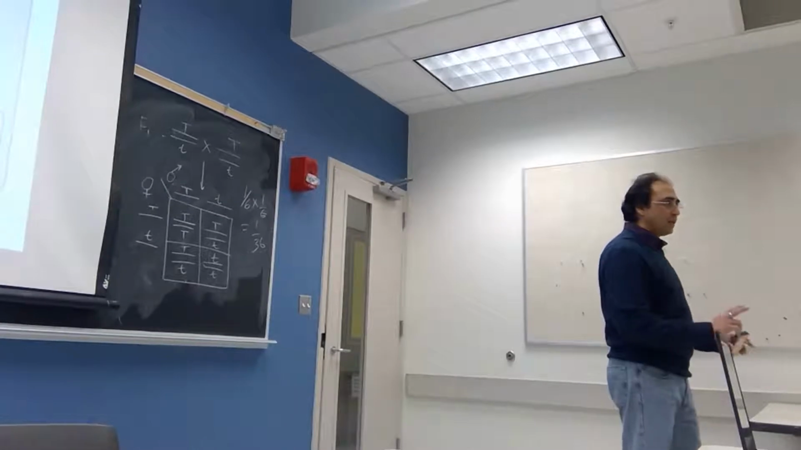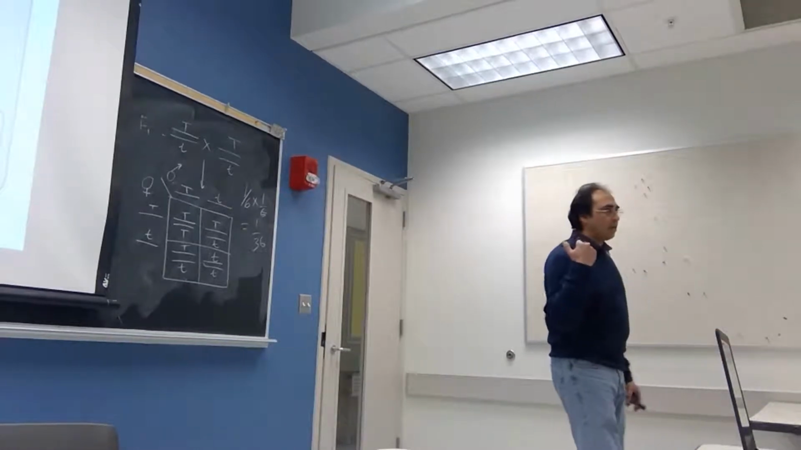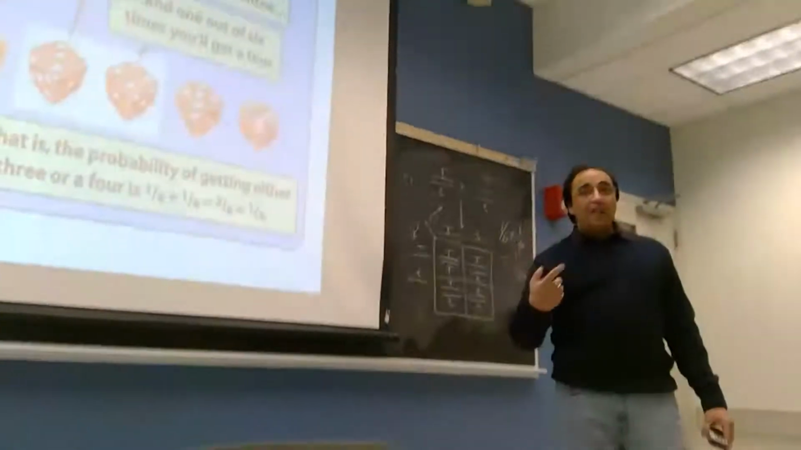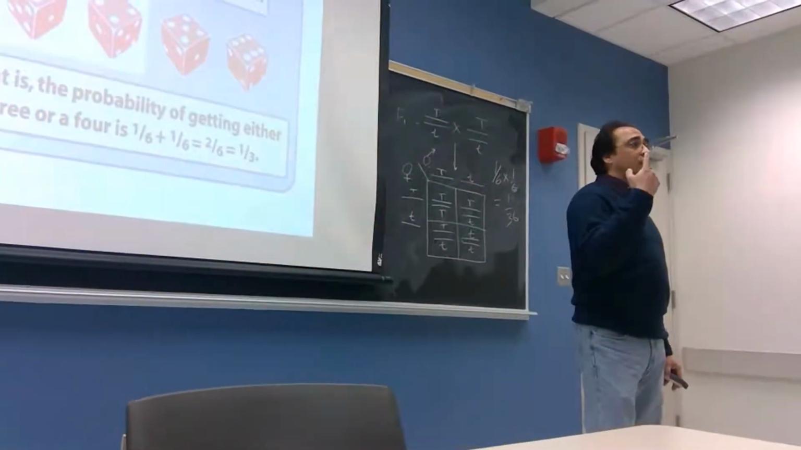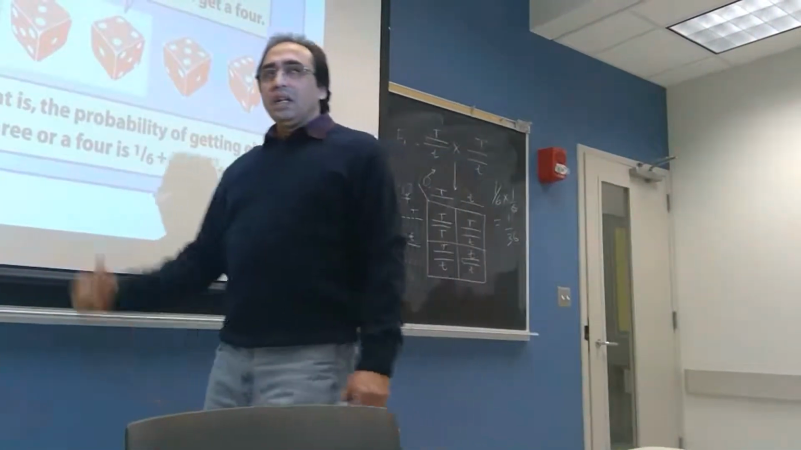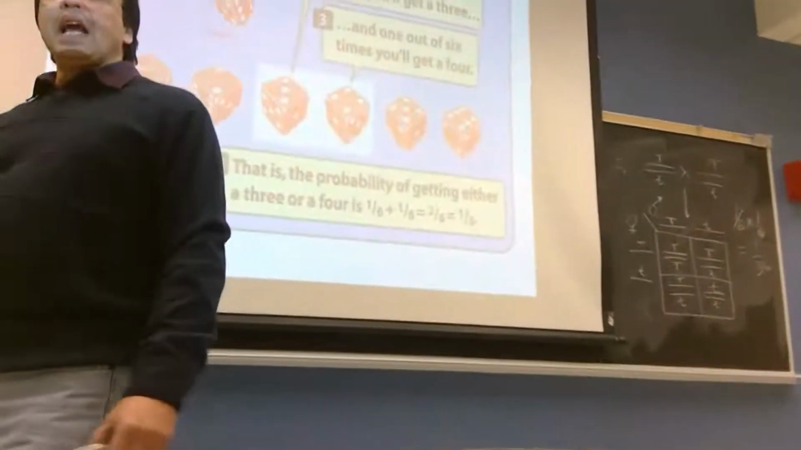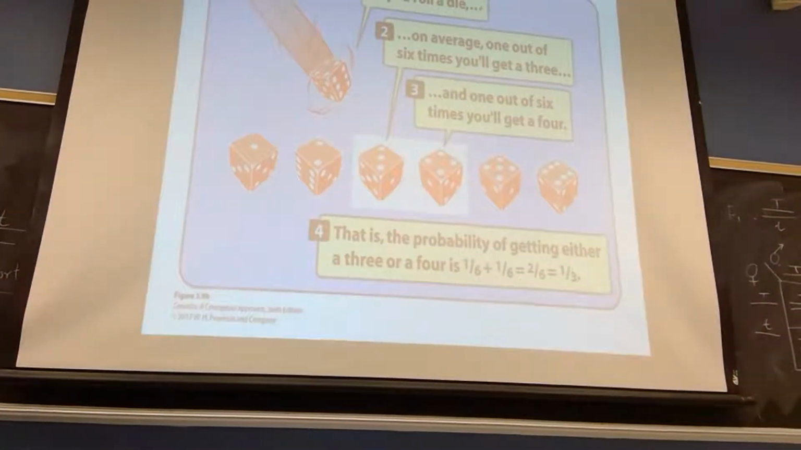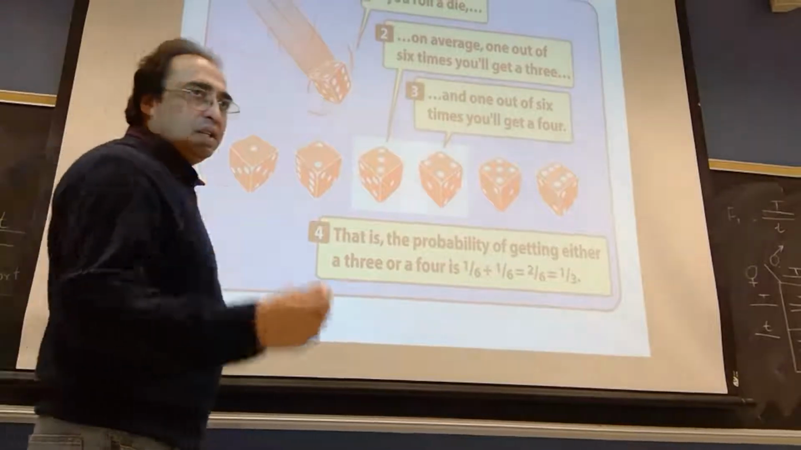So what is the difference between these two, the first one and the second one? The first one was independent. Each and every time I roll a die, there is a possibility that I will get 4. This time I am rolling a die, and either I will get a 3 or I will get a 4. If I get a 3, I will not get 4. If I get 4, I will not get 3.